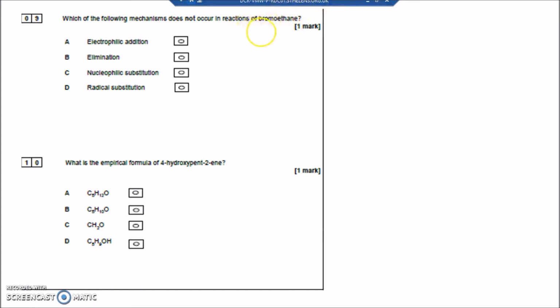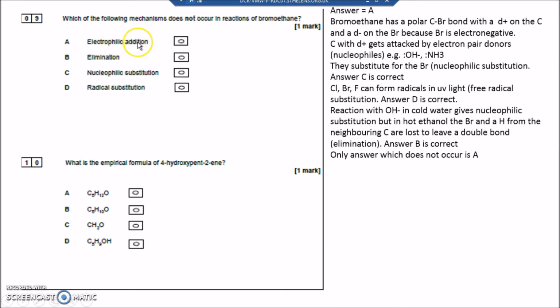Now bromoethane, as we've done back in early AS, can react with potassium hydroxide or sodium hydroxide. If it is in cold water, then you get nucleophilic substitution where the OH replaces the Br and it would make ethanol, and Br minus would come off. If you put it in warm ethanol, what actually happens is you get an elimination reaction, where the Br comes off as Br minus and an H is removed and comes off with the OH minus as water and leaves something with a double bond. It will leave ethene. The only one that doesn't occur then is A, electrophilic addition.